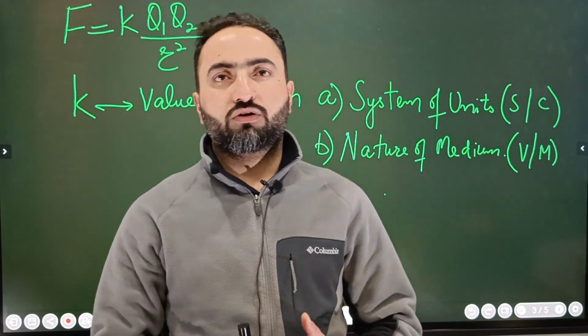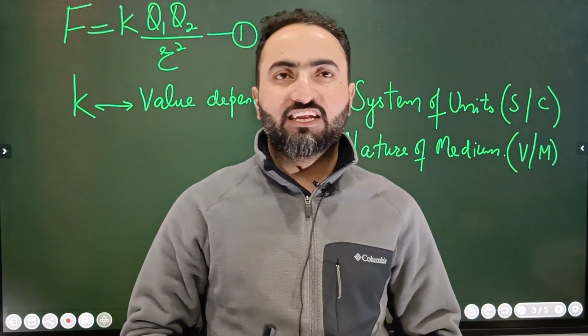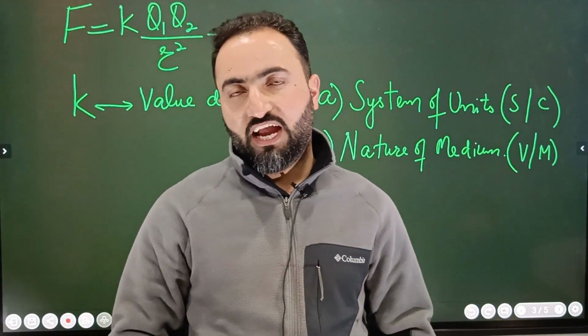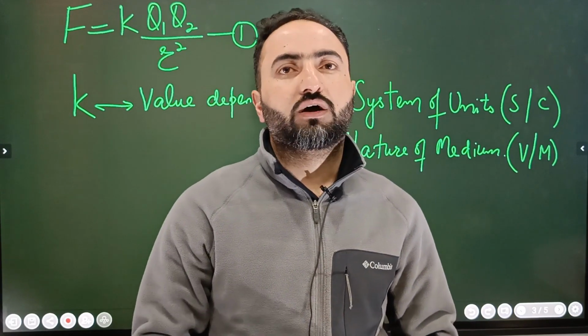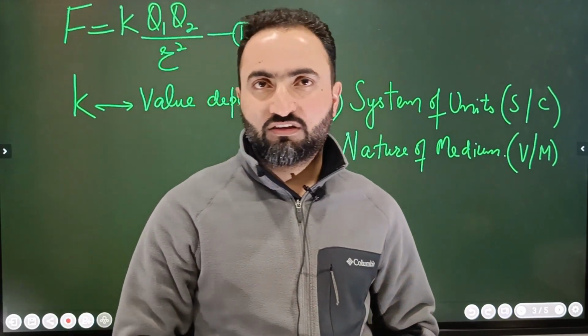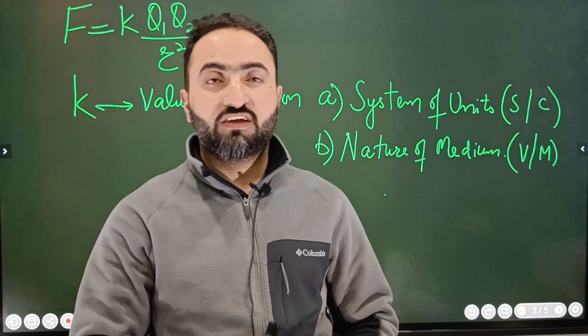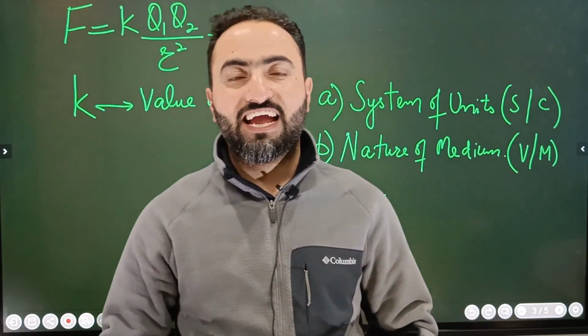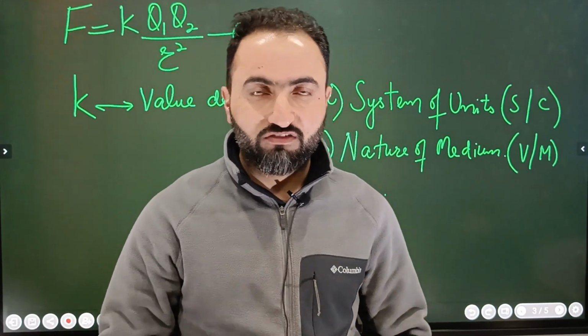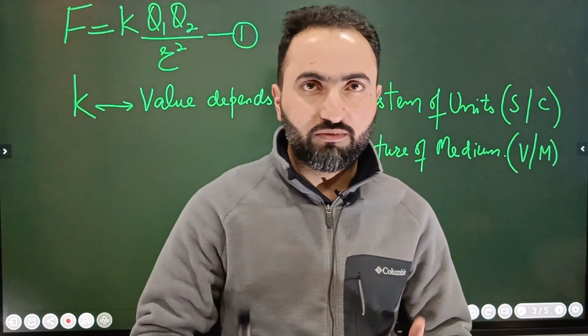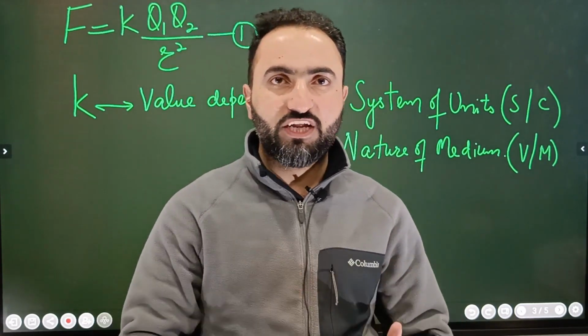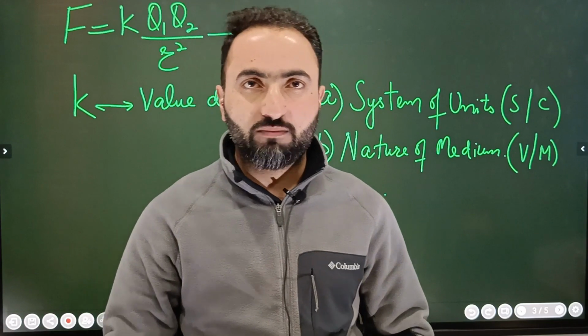Possibility number 1 can be like this: the system of units you are choosing is SI, and the vacuum is separating the 2 point charges. The second possibility is that the system of units is SI, and a material medium is separating the 2 point charges. Then CGS and the vacuum, CGS and the medium. So 4 combinations: SI medium, SI vacuum, CGS medium, CGS vacuum.